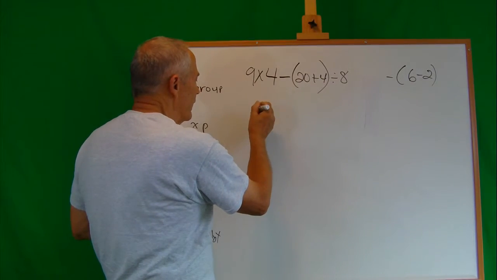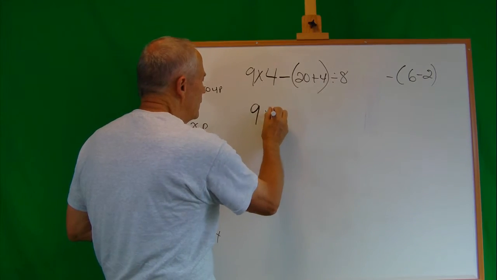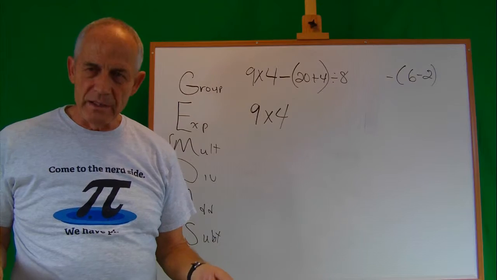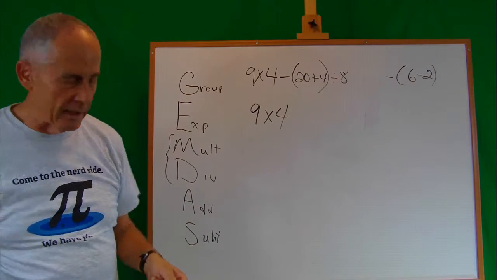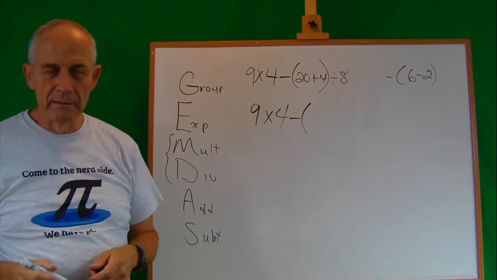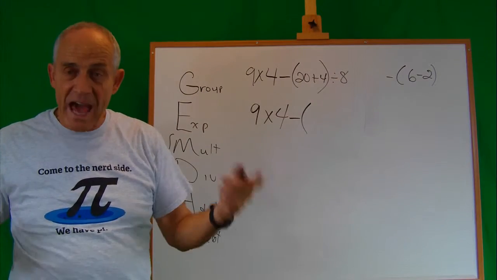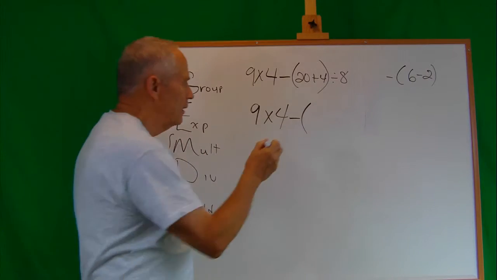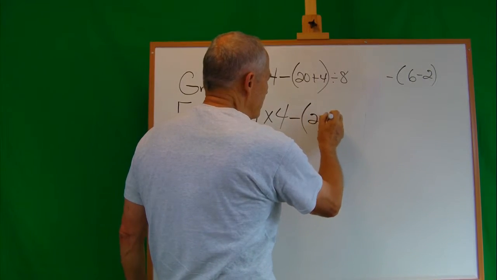I would recommend that you write down the rest of the problem the way it's going to remain so you don't lose anything. Now we're going to deal with that. 20 plus 4. That's not hard to do. We can handle that if that's all we're looking at. So I'm going to have 24.